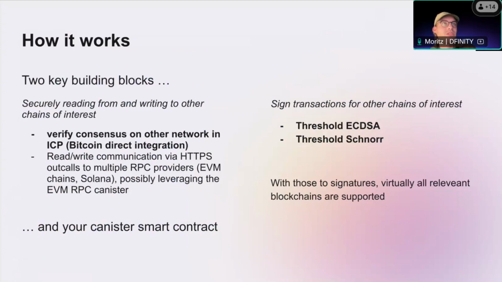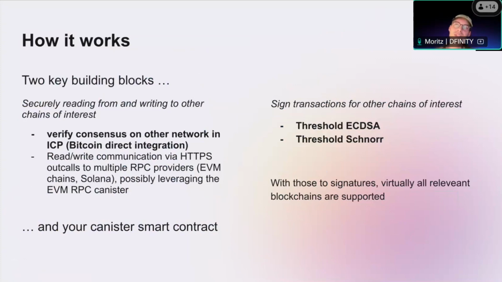So for securely reading from and writing to, we can, for Bitcoin at least, use the Bitcoin direct integration. This is what we are talking about today. And in the case of EVM chains or Ethereum, we can leverage that through HTTP outcalls to multiple RPC providers through the EVM RPC canister. This is a helper canister, but we're not diving into that. This is explained in the playlist that's linked.